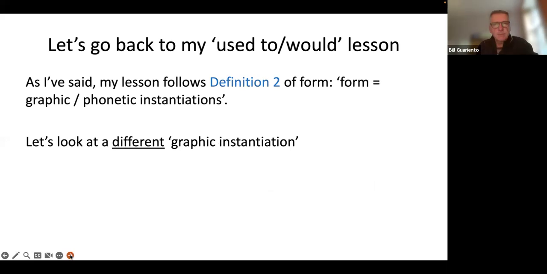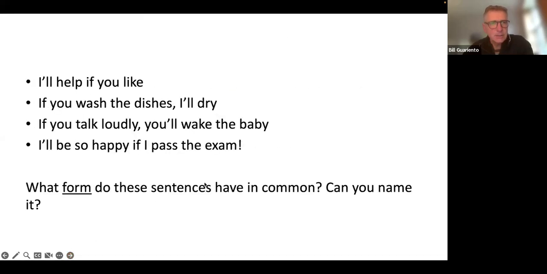Let's go back again to my used to and would lesson, okay? As I've said, my lesson follows definition 2 of form. Form means graphic and phonetic instantiations, okay? So let's have a look at a different graphic instantiation.